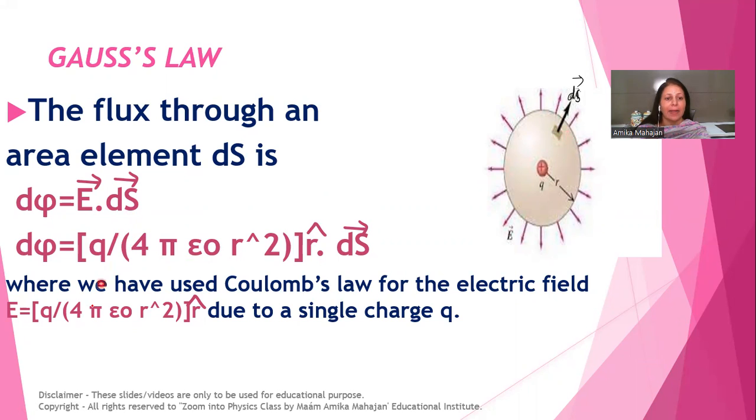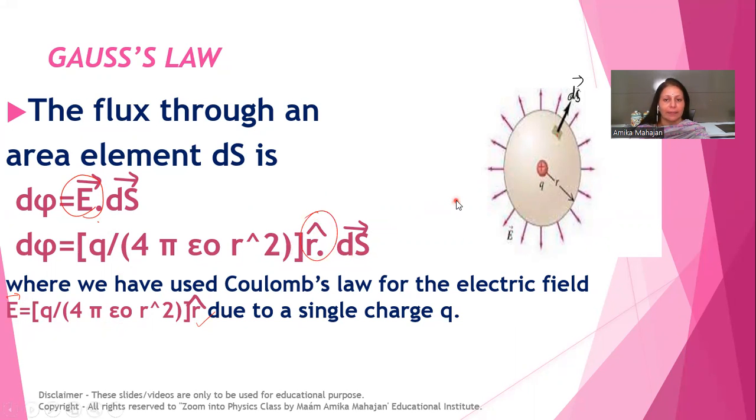But here, electric field has been found using Coulomb law due to a single charge q, which is present on this surface. So distance of this surface from the center where charge is present is r. Therefore, electric field in vector form is 1 by 4 pi epsilon naught q by r square multiplied by r cap. So I will put this electric field here. So what I get, d phi equal to q by 4 pi epsilon naught r square into r cap dot ds. What is r cap?